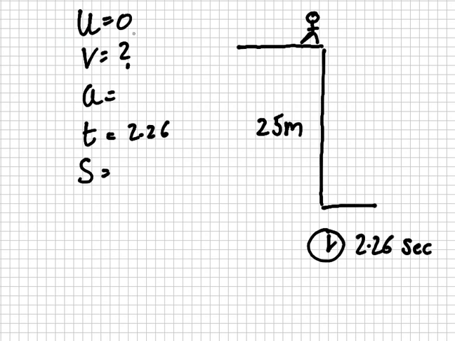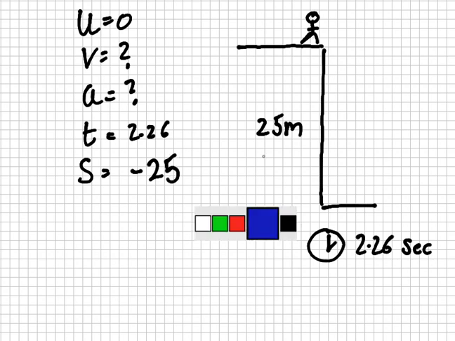Now, look there. The U is 0. The V we don't know. The A we don't know. The T is 2.26, isn't it? What's the S? Yeah, I want you to be very careful here. Although it doesn't give you the wrong answer, I think it's a good habit if you say yes, it's minus 25. Why do I say that?